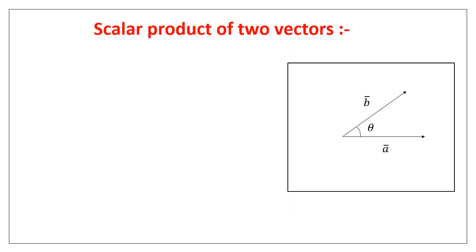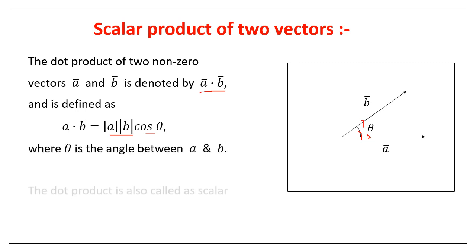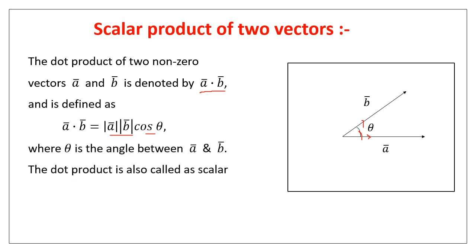Scalar product of two vectors. Look at the diagram, student. The dot product of two non-zero vectors a bar and b bar is denoted by a bar dot b bar and is defined as a bar dot b bar equals mod of a bar into mod of b bar into cos of theta. See, theta is the angle between these two vectors a bar and b bar. The dot product is also called a scalar product since a bar dot b bar gives us a scalar quantity.